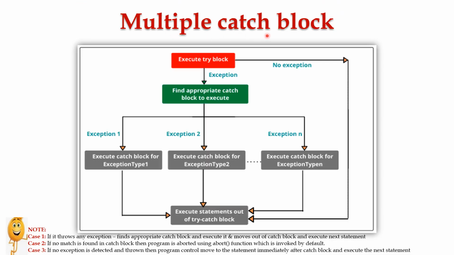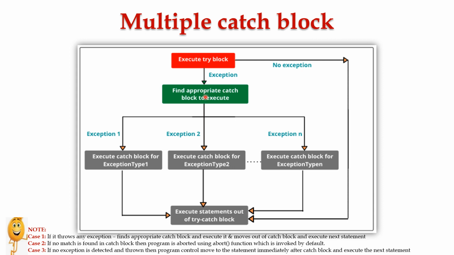Now let's learn about multiple catch blocks. So here we have three cases to discuss. The first case is when the try block throws an exception object, that is, when the throw point is reached, then the program control leaves the try block and enters into the catch block. Since there are multiple catch blocks, we need to find the appropriate catch block to be executed. So it is done by the type of exception which is thrown from the try block.